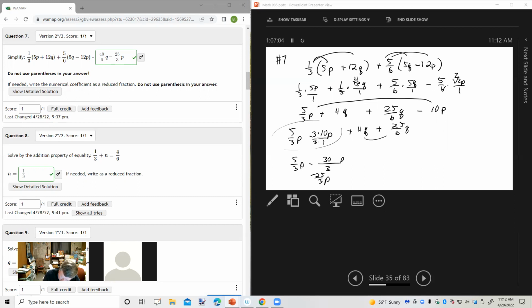And then here, the common denominator is a 6. So I'm going to multiply by 6 over 6. This is 24q plus 25q would be 20, not 20, but rather 49/6 q. Well, let's see. I got it right. Oh, I sure did. How about that?